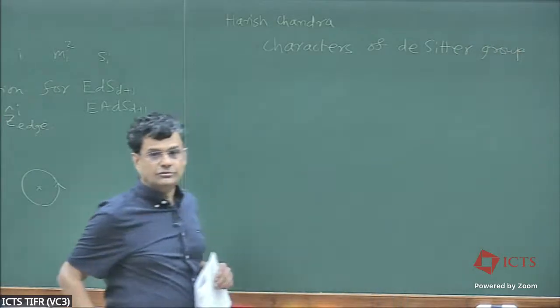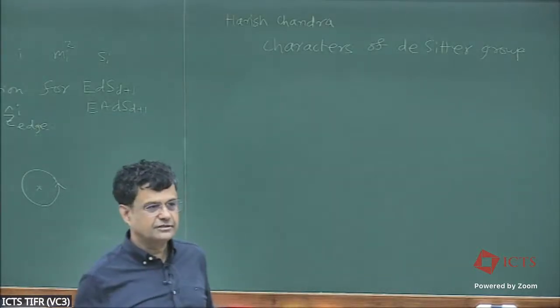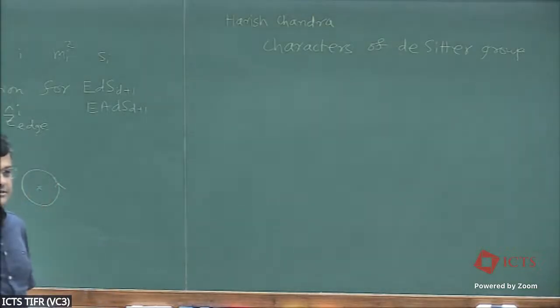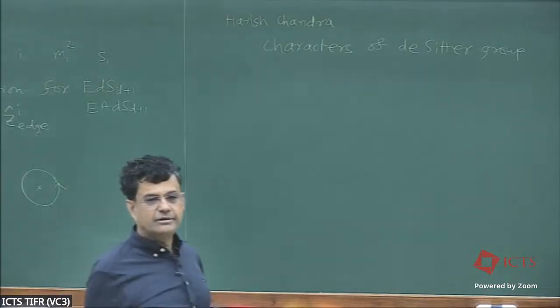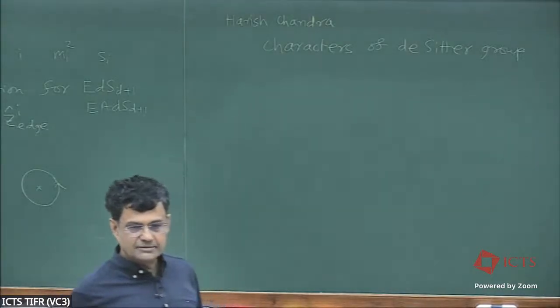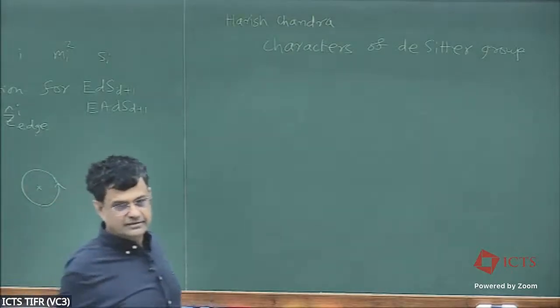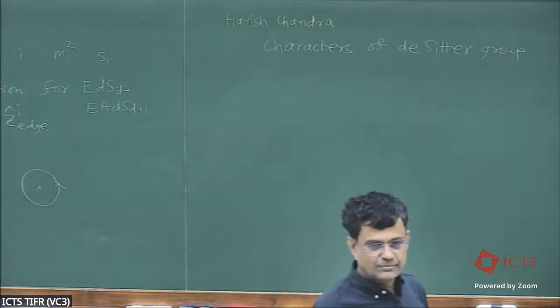Okay, so you know the notion of a character, right? You just take the trace of e to the minus mu, some generator of the group, and that's a character of that group. Now, when you are dealing with infinite dimensional representations, which is the case with non-compact groups like de Sitter, there are some subtleties. For a finite dimensional thing, the trace is well defined. So this is what Harish-Chandra's famous work is about, really defining infinite dimensional representations of non-compact groups.